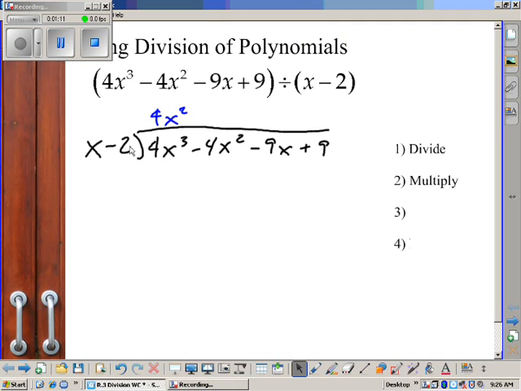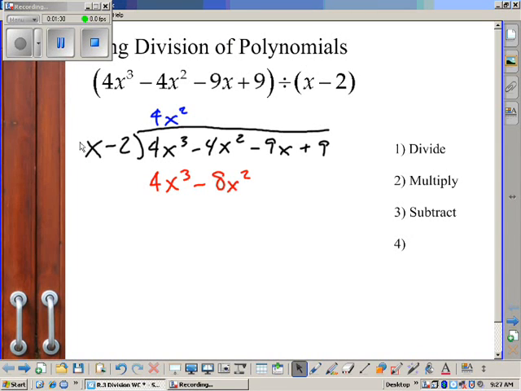So you're going to go 4x squared times x minus 2. When you multiply that out, you're going to end up getting 4x to the third minus 8x squared. Okay, then just like you would in a standard division problem, you're going to then subtract that number.